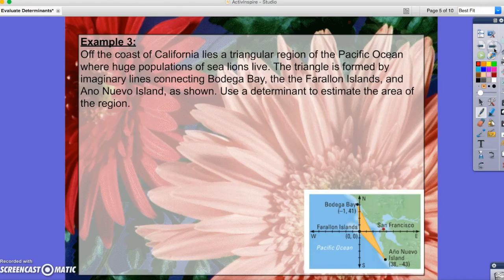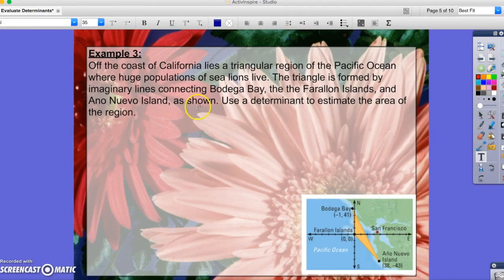All right. So example 3: off the coast of California lies a triangular region of the Pacific Ocean where huge populations of sea lions live. The triangle is formed by imaginary lines connecting Bodega Bay, the Farallon Islands, and Ano Nuevo Island as shown. Use a determinant to estimate the area of the region. All right, so I have all my ordered pairs. Now I'm just going to start to type them in here.